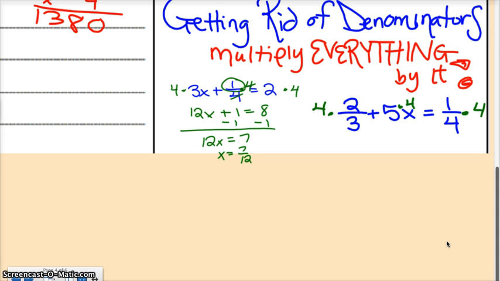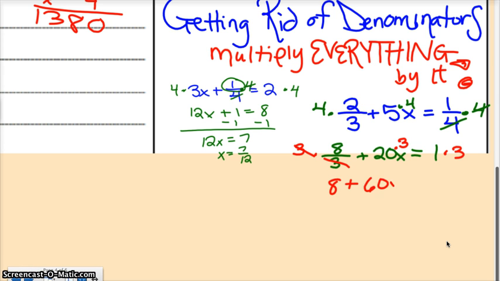And this is really 4 over 1, so I'm going top times top. This turned into 8 over 3, plus 20x. 5 times 4 is 20. Now the 4 is canceled out, and I get 1. I still have a fraction. What's my next denominator? 3. So I can get rid of my 3 by timesing everything through by 3. That cancels out. Now I have 8 plus 60x equals 3, and I can solve through.